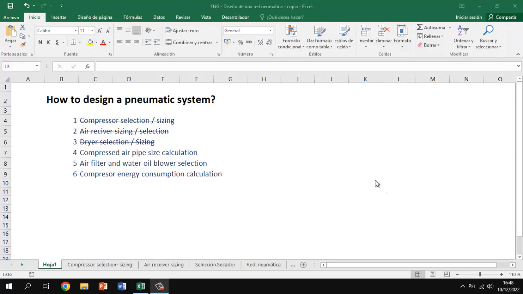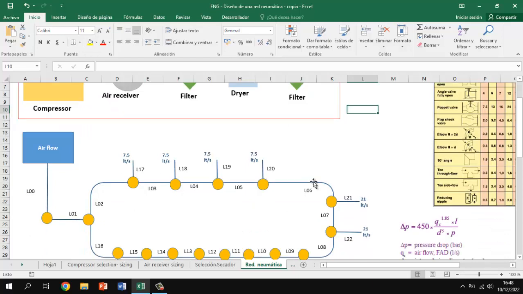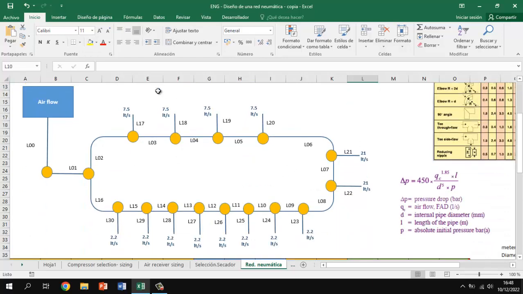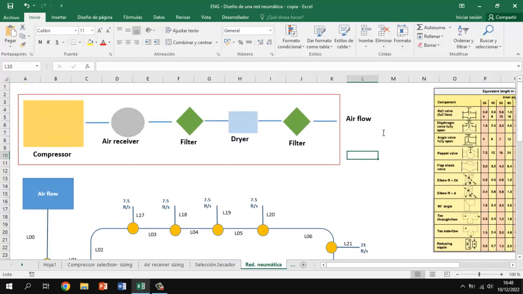Today we are going to continue with how to design our pneumatic system. The topic of today is the pipe size calculation. So remember that we actually have some parts of our pneumatic package.